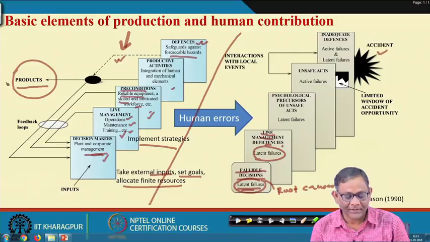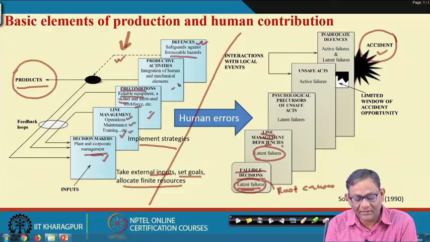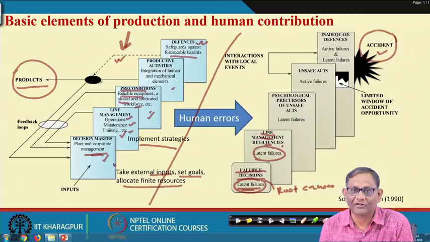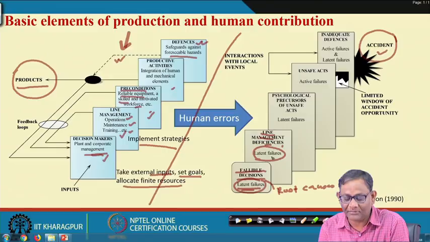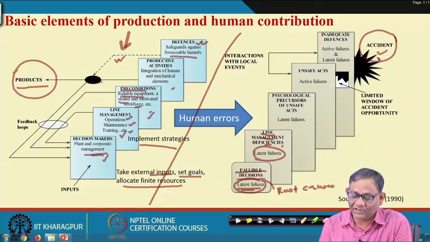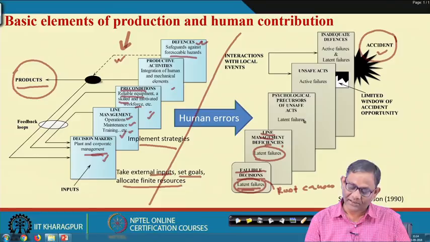Now, when we talk about safety, we basically talk about accidents. From the accident point of view, all the human beings who are involved, either at the decision making level, the line management level, or the workers level, there is a possibility of human errors. These human errors from the decision maker level are latent failures. From the line management level, they are latent failures. Latent means that when an accident has taken place, you cannot immediately find out what the fallible decision or the line management deficiency was. So you require a systematic investigation procedure, and through an inquiry you will find out what the latent causes are.